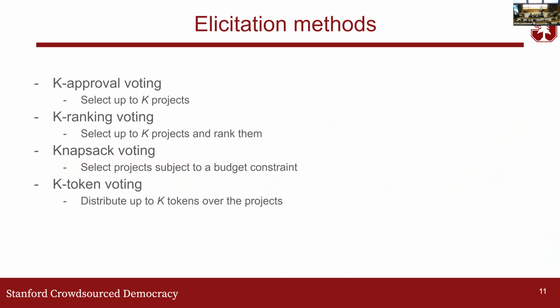These are the elicitation methods that we support: K-approval voting, where people are asked to select up to K projects; K-ranking voting, where people are, again, asked to select up to K projects, but then in a second step, also rank them in order of preference; knapsack voting, where people are asked to select any number of projects they want, as long as they fit within a fixed budget; or K-token voting, where people are asked to distribute up to K tokens across the projects that they prefer.